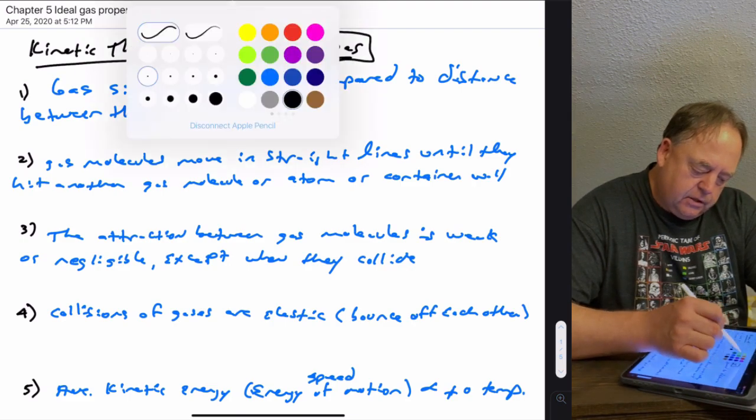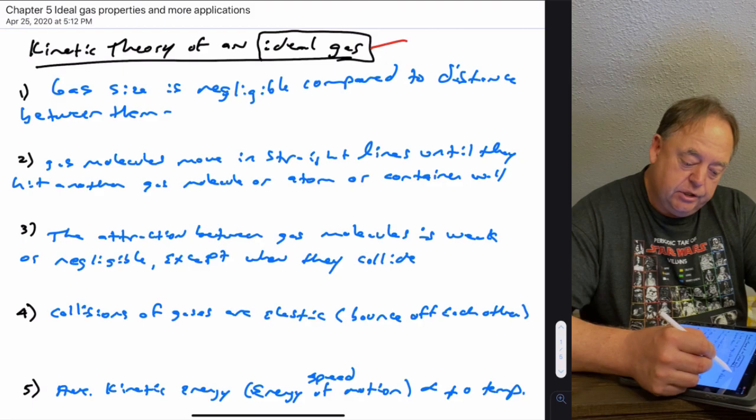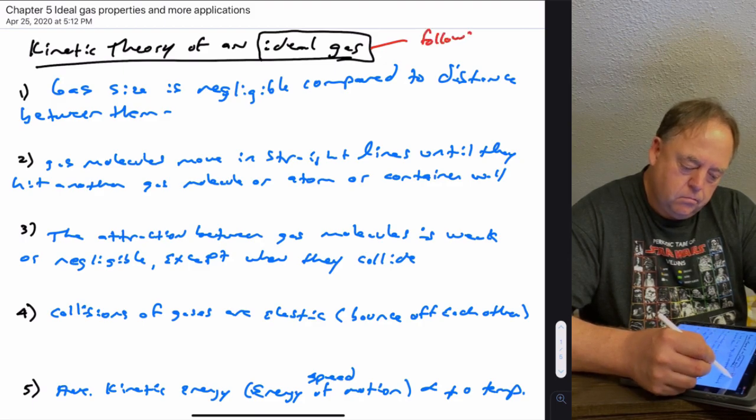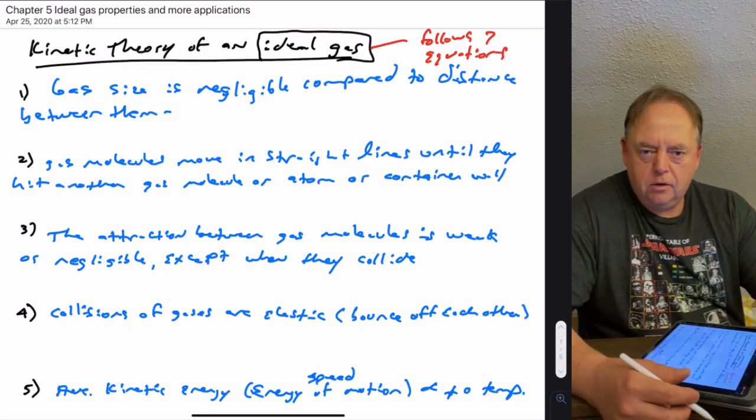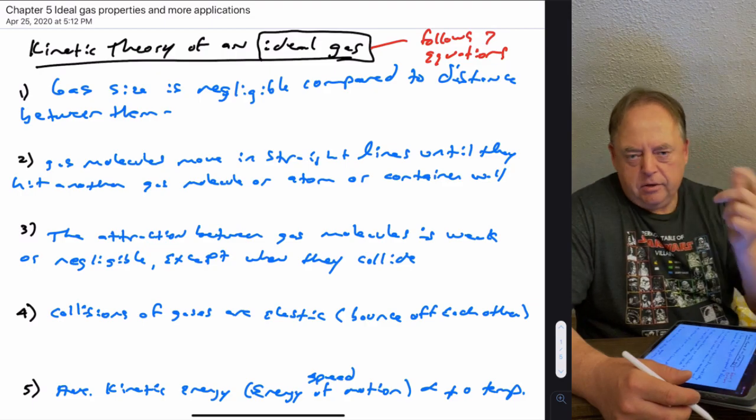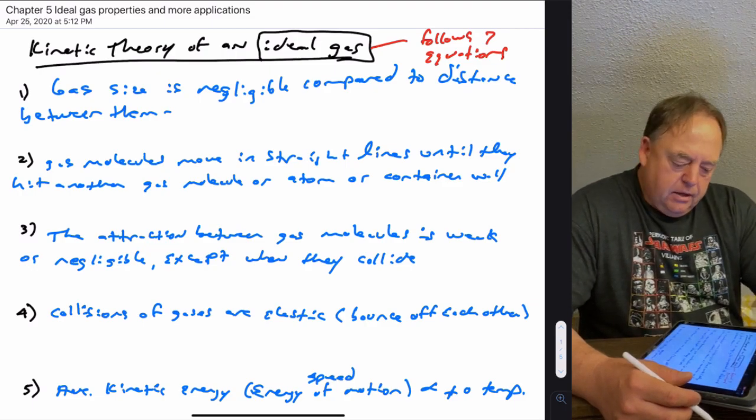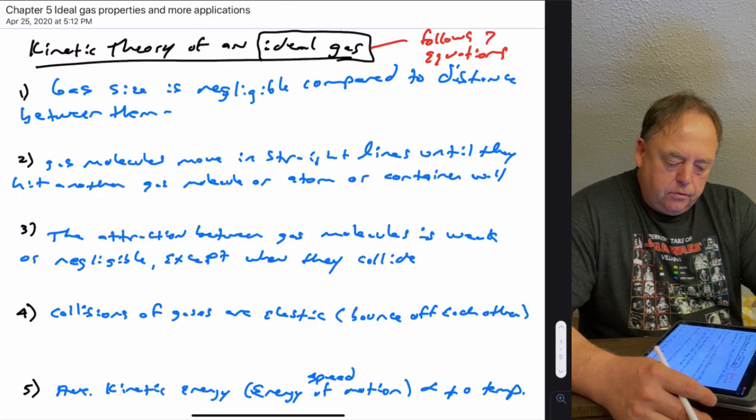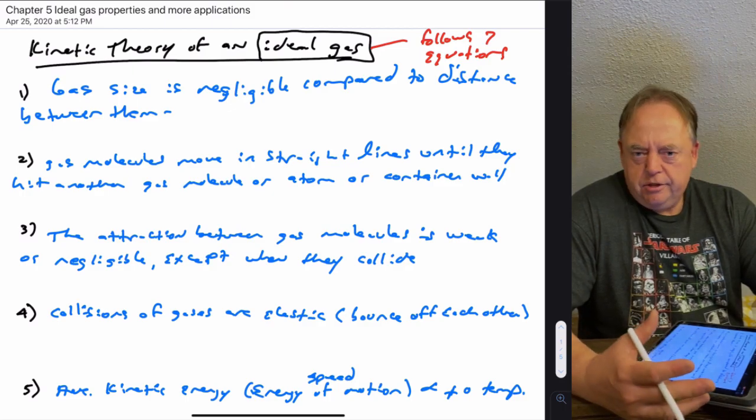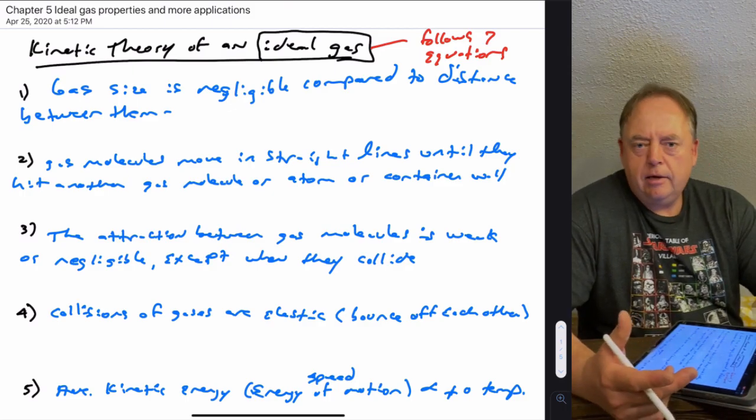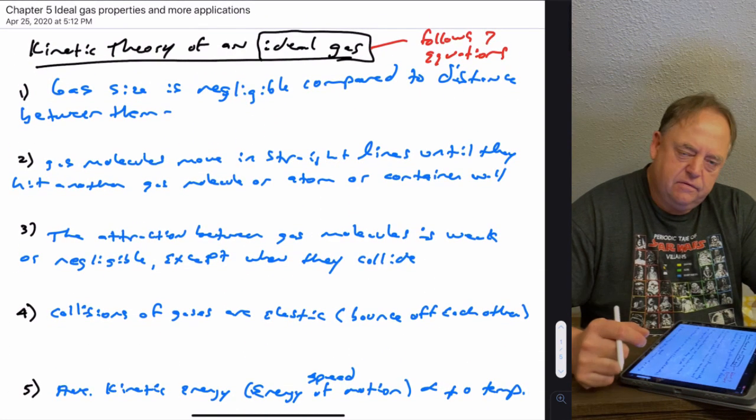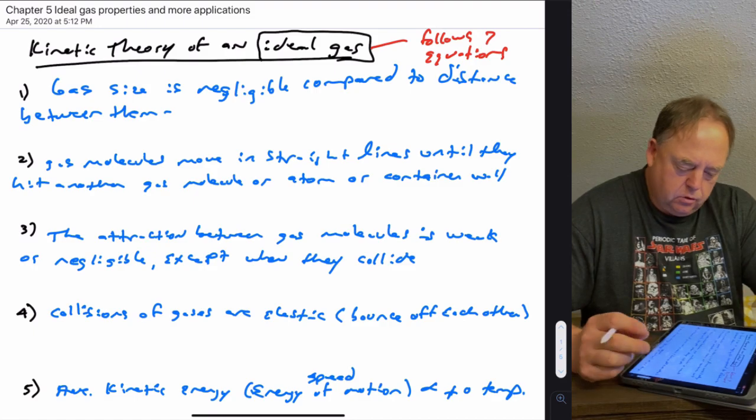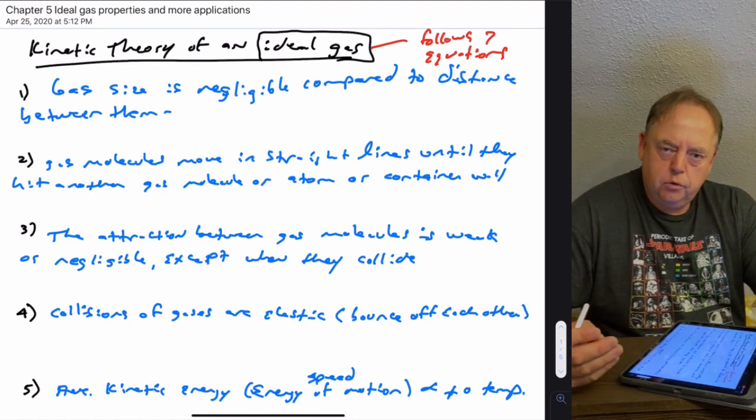First of all, if it's an ideal gas, that means it follows the equations. So the equations we looked at: Boyle's law, Charles' law, Dalton's law, the ideal gas law, the combined gas law, right? If the gas is ideal, it follows those equations. Some gases follow those equations better than others. These 5 are the basic properties of an ideal gas, and those are the gases that would follow those equations better.